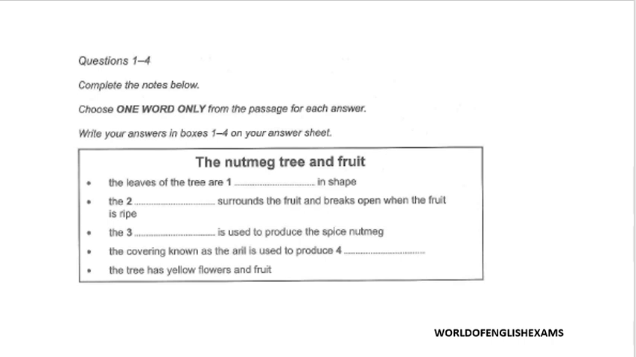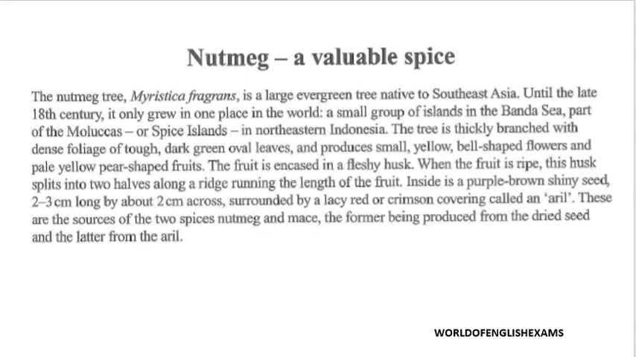So the first one is the shape of the leaves. The second one is the layer that surrounds the fruit. The third one is the part of the tree that's used to produce the spice. And the fourth one is the product, what is produced by using aril. So now that we have understood the questions, let's start reading the passage. The title says Nutmeg, a valuable spice.